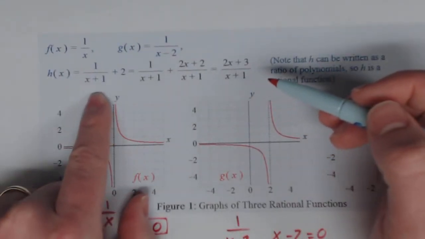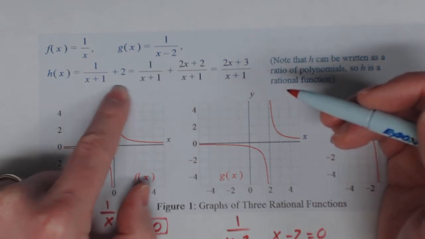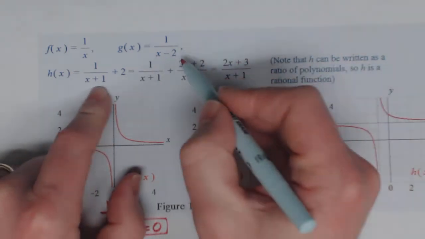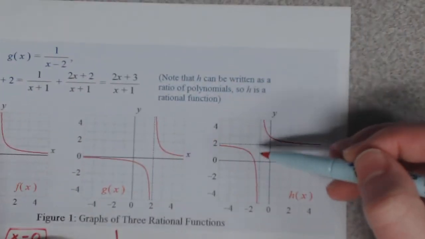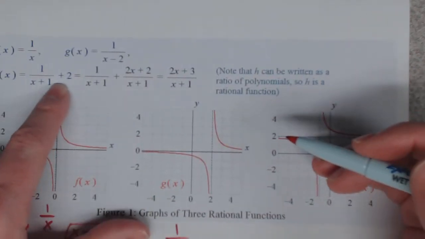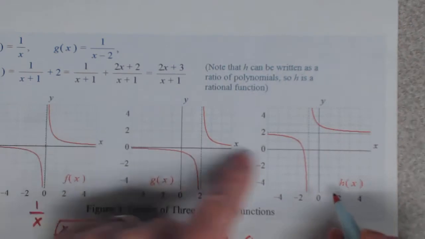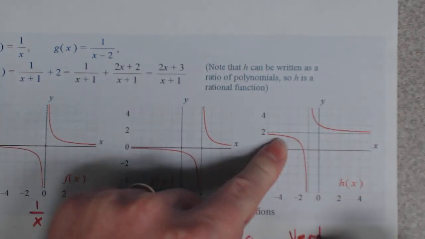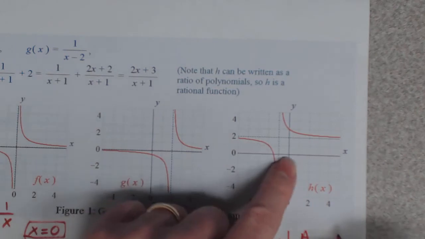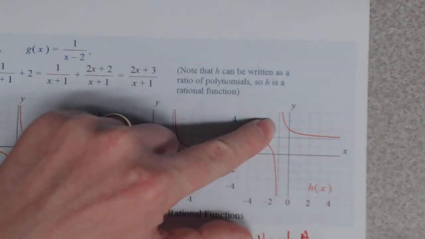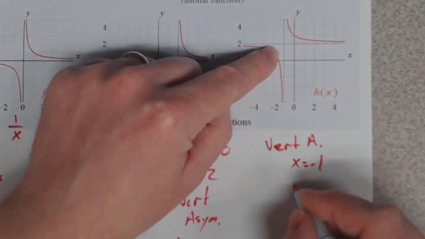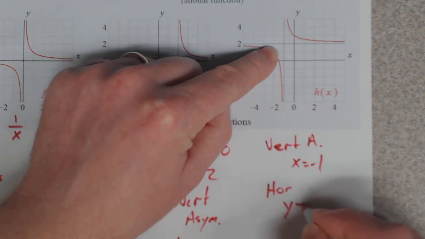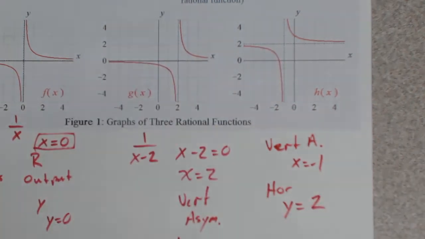The last function I have here is 1 over x plus 1 plus 2. Now remember the x plus 1, just like the minus 2 here, that's a horizontal shift. So it's going to go to the left 1. So that's why we're to the left 1 here. And remember what happens when you just add 2? It goes up 2. So your vertical asymptote is, well, it's x equals negative 1. And your horizontal asymptote, well, since I shifted it up 2, it's y equals 2. So just by knowing how you shift things around, you can find these asymptotes.